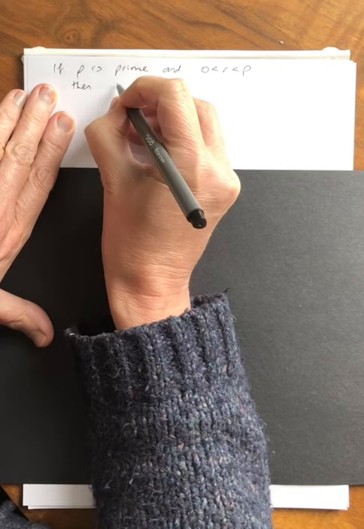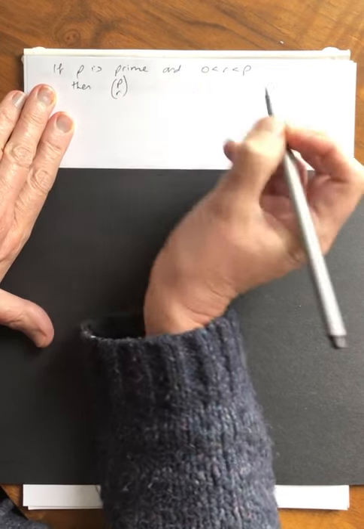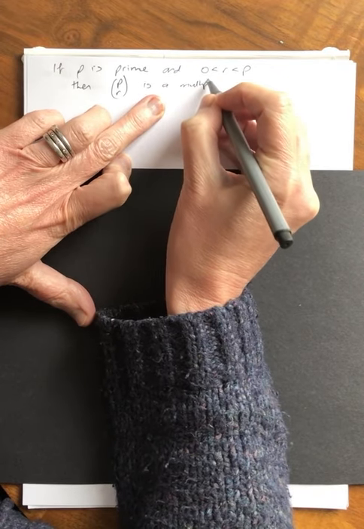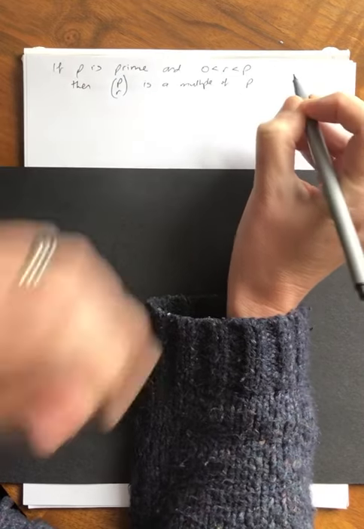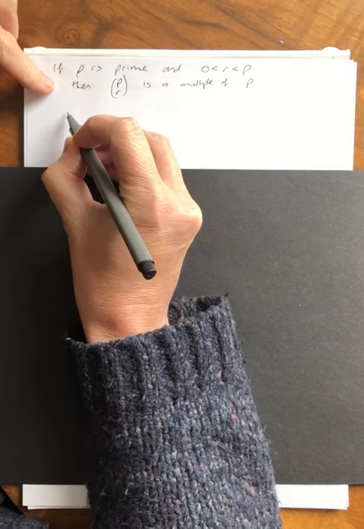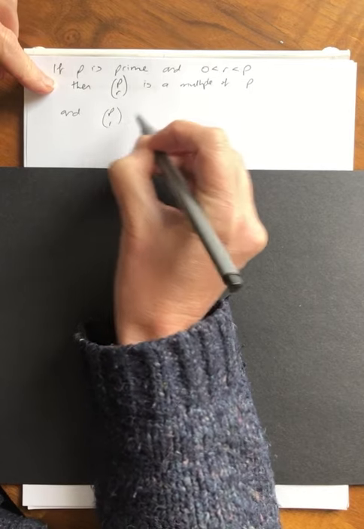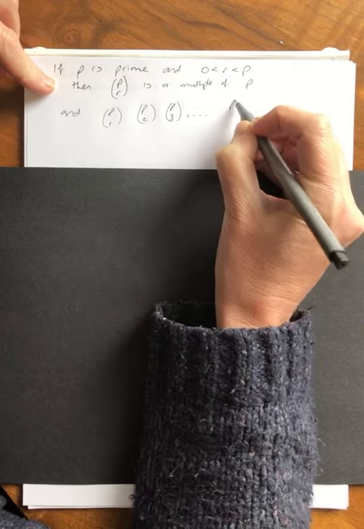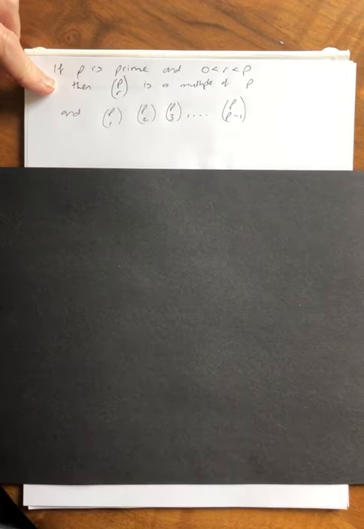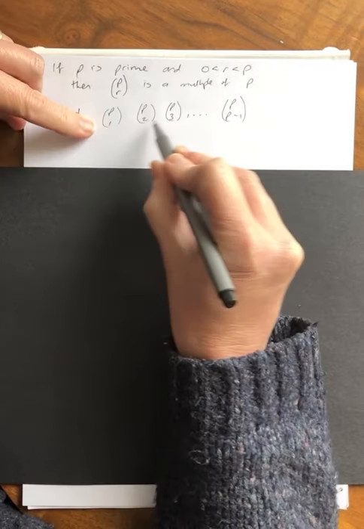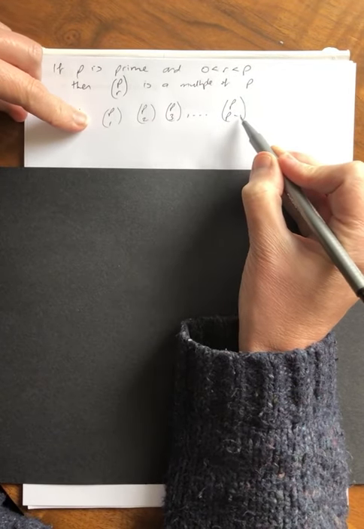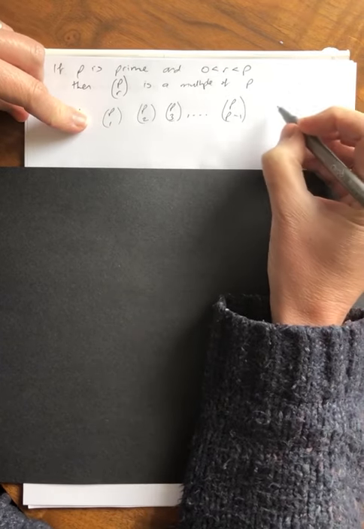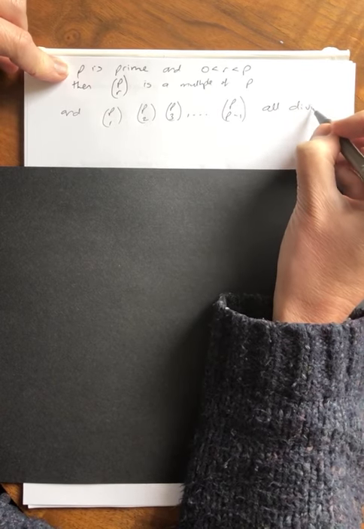Then we can say that that binomial coefficient, which I'm going to write in bracket form, is a multiple of P. And in particular, we can say that P choose 1, P choose 2, P choose 3, and so on, all the way up to the last one. So this number is increasing all the way up to the P minus 1th one, because P over P would just be 1. They are all divisible by P.